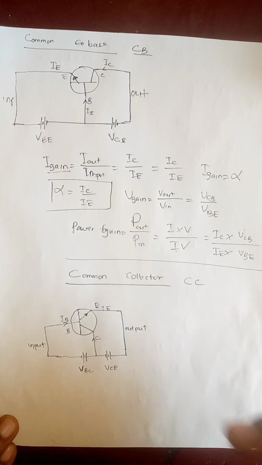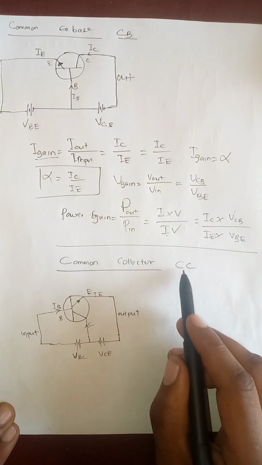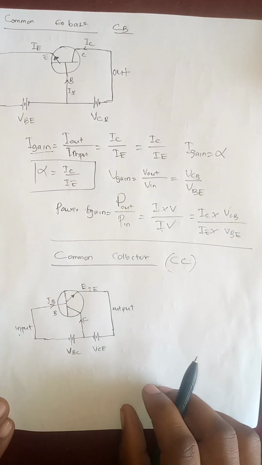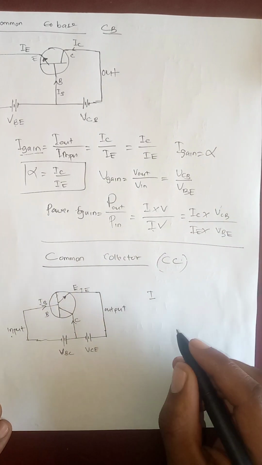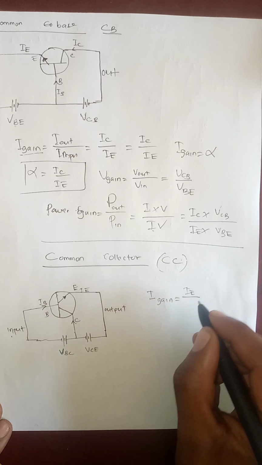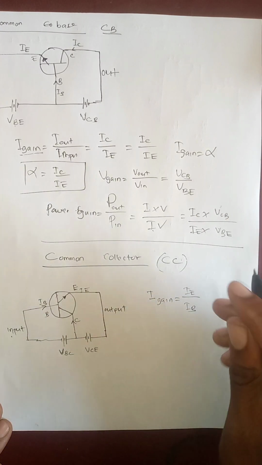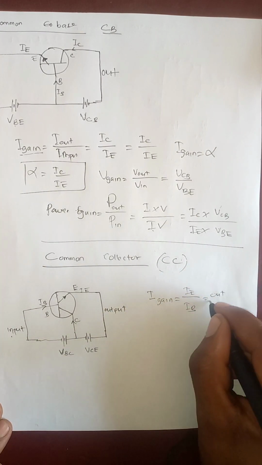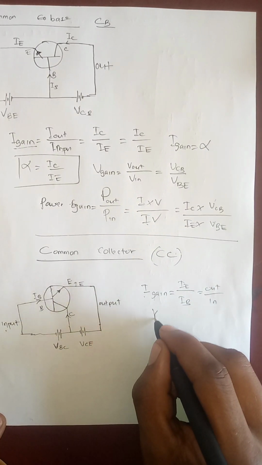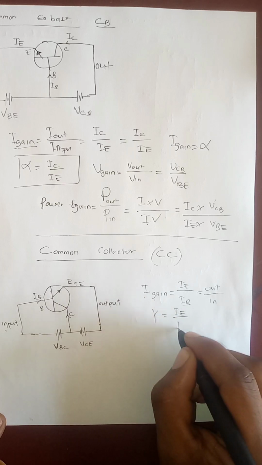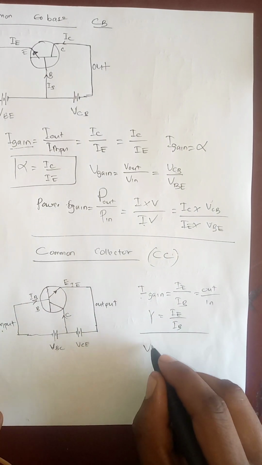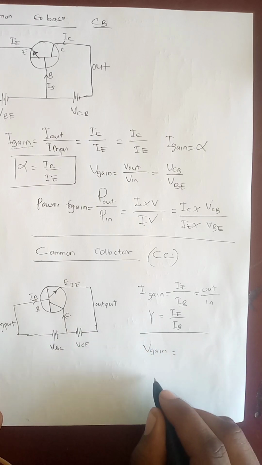So that is power gain. Common collector means the collector is common to output and input. So we can also find current gain. I gain here is equal to IE over IB, because it is output over input. Also this I gain is denoted by gamma. Gamma is equal to IE over I base. You can also find the voltage gain and power gain.